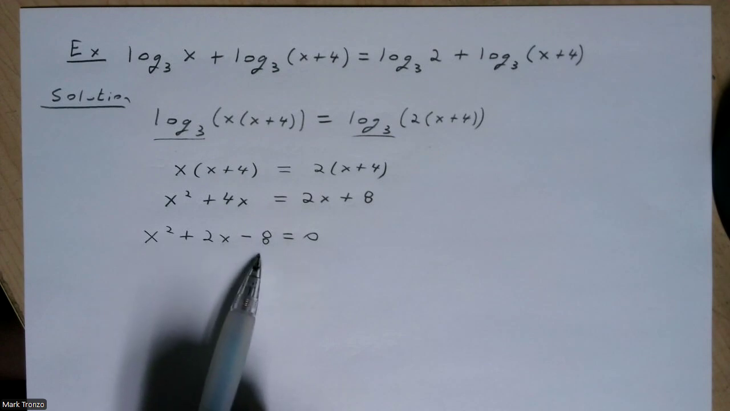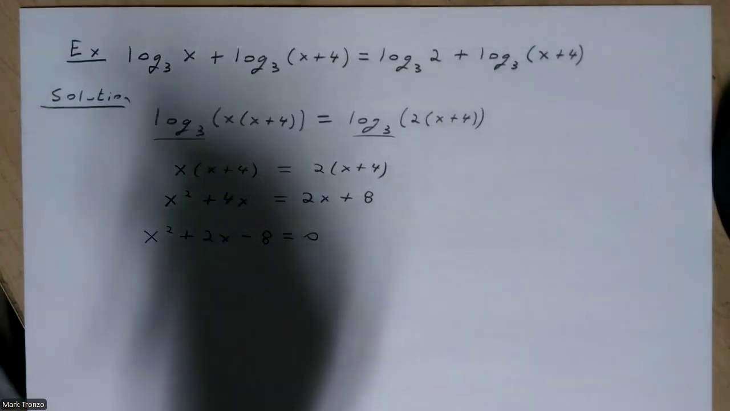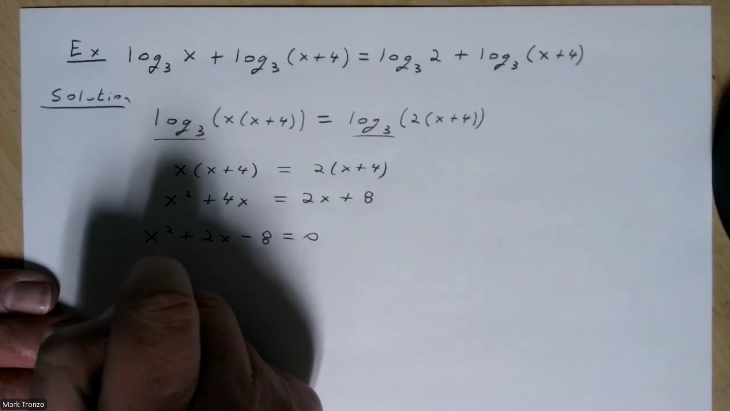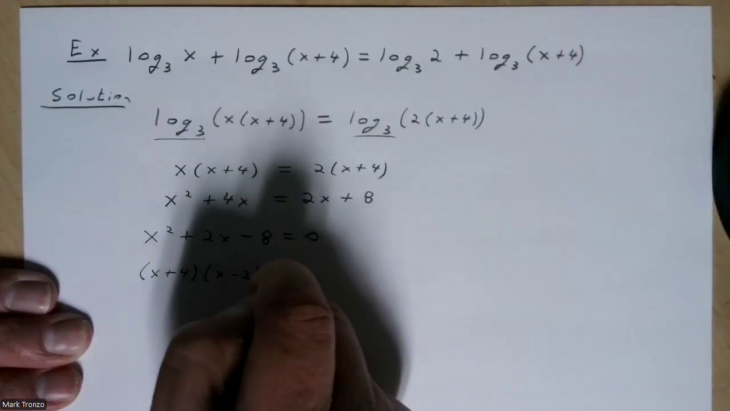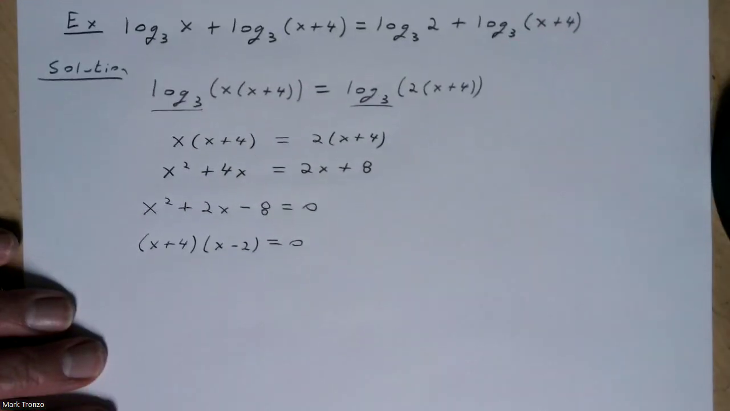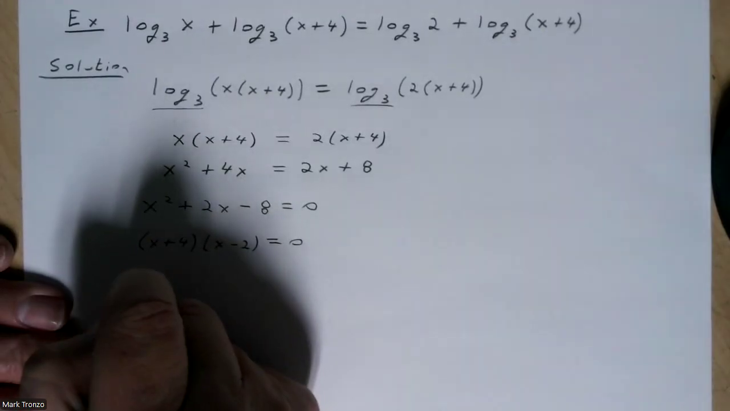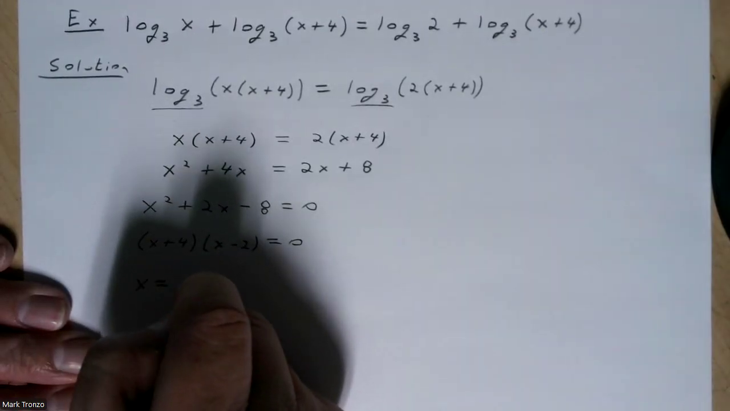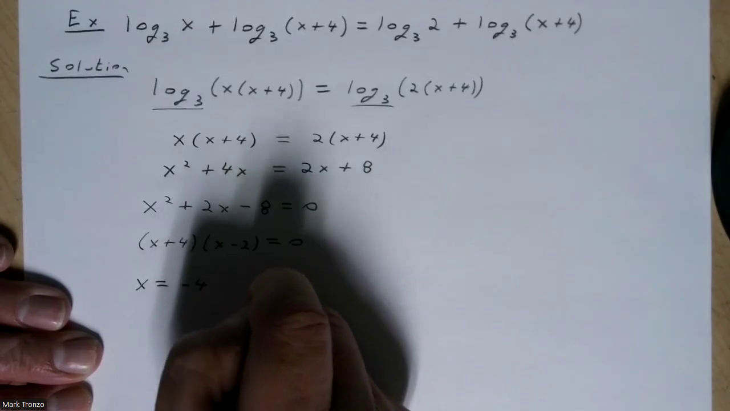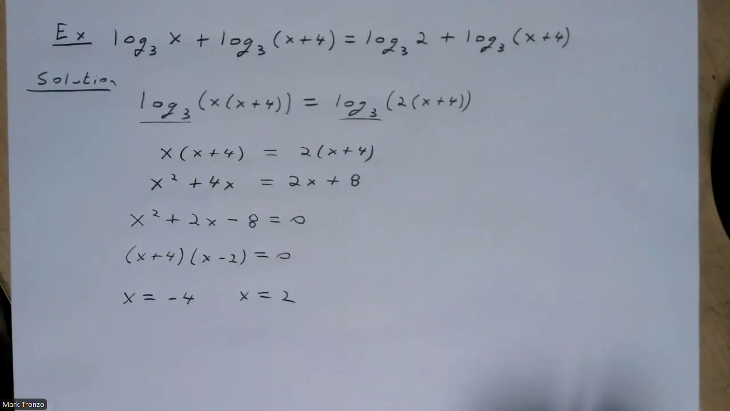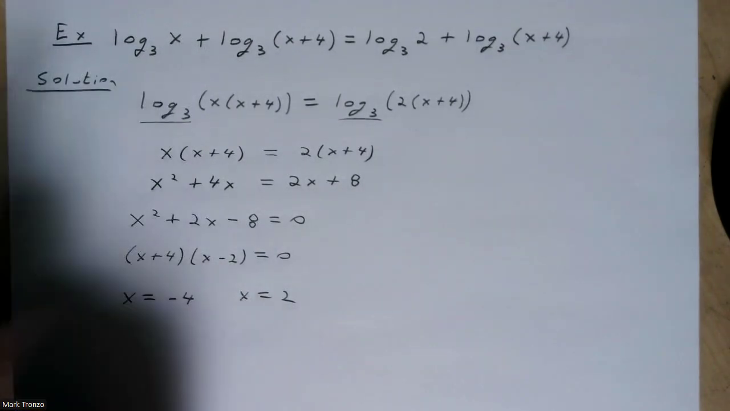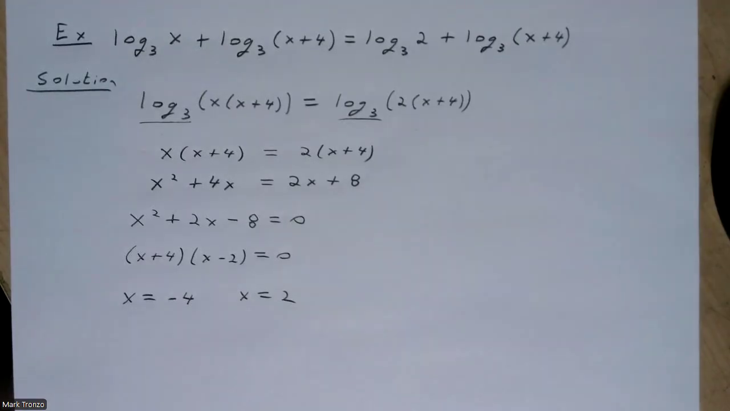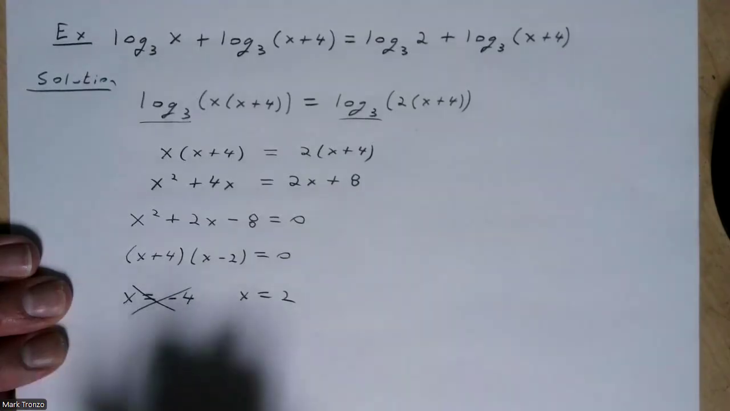So that looks like it's going to be a plus 4 and a minus 2. Again, if you couldn't see that, you could use the quadratic formula. So the answers now are x equals minus 4 and x equals 2. Once again, we have to check these. Now, notice if you put minus 4 into here, that'll be the log of a negative, so you can't use that. Now let's check the 2.